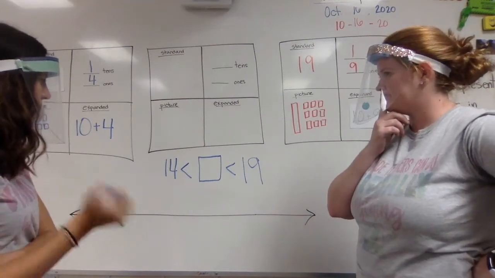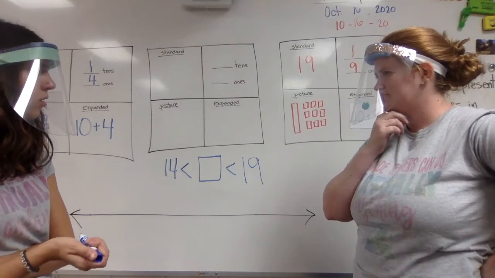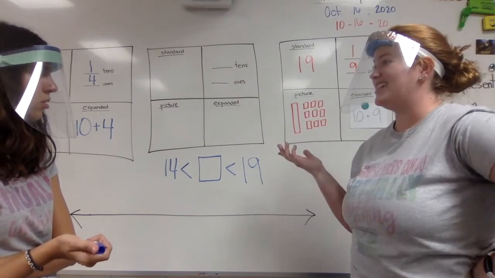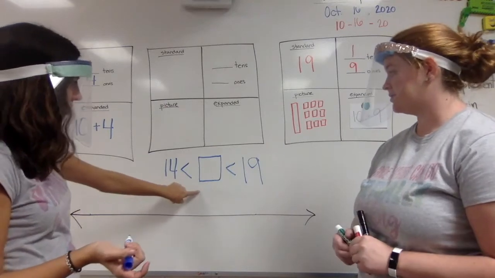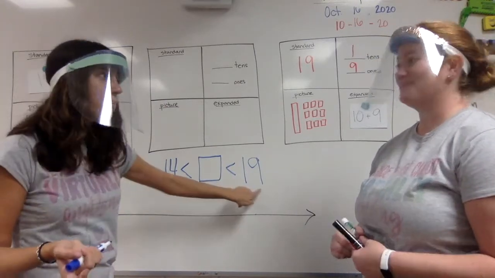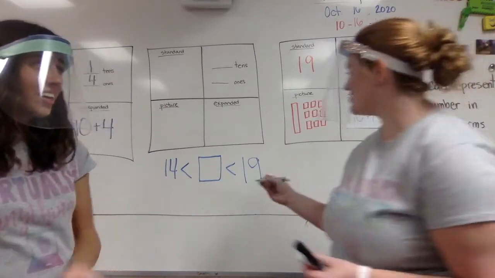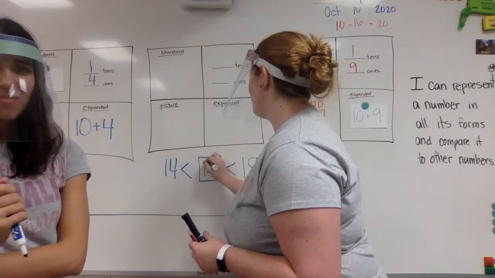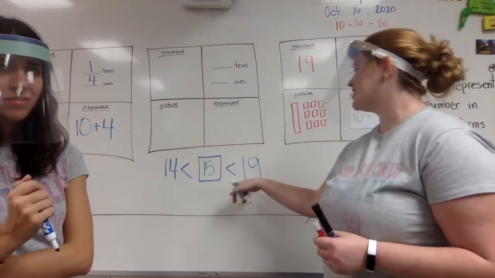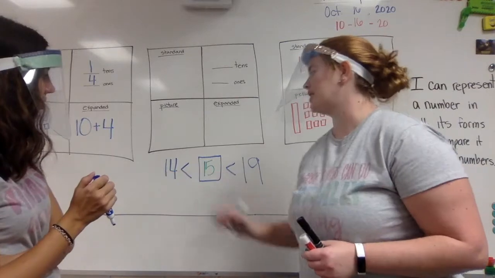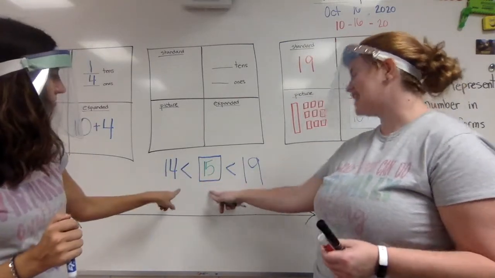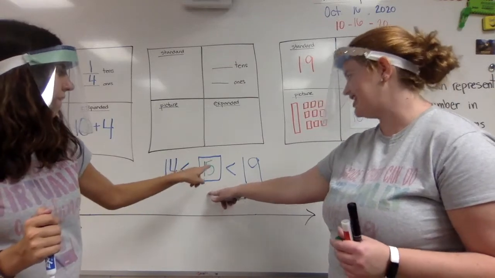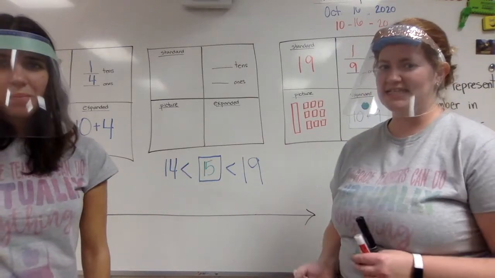What number is bigger than 14? What if we did 15? Well, 15 is greater than 14. Oh, and it would be less than 19. Let's do it. Good job, Miss Lime. 15 is less than 19, but greater than 14. So we could read the whole statement as 14 is less than 15. 15 is less than 19.